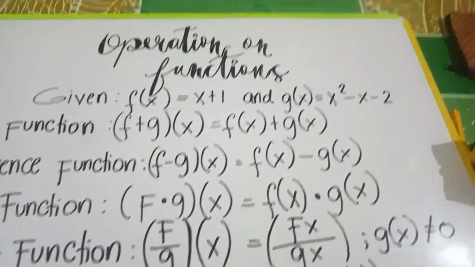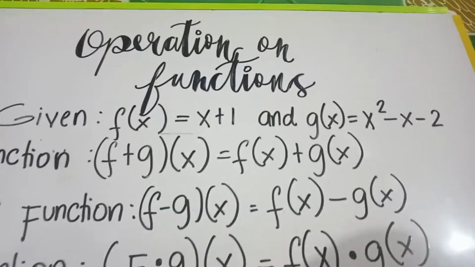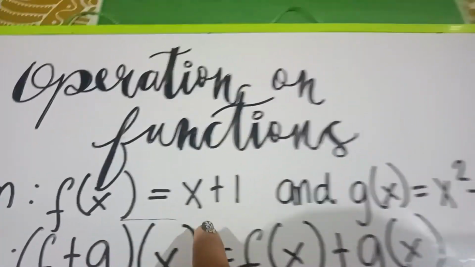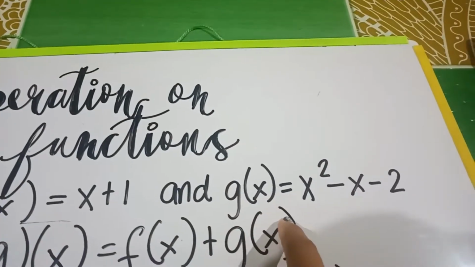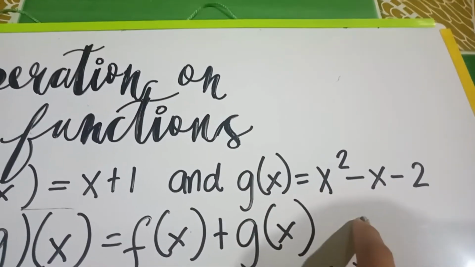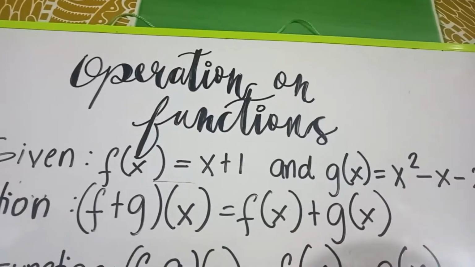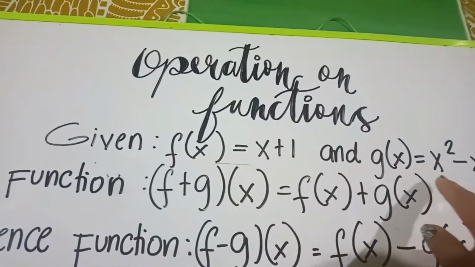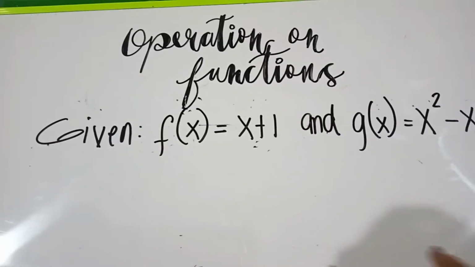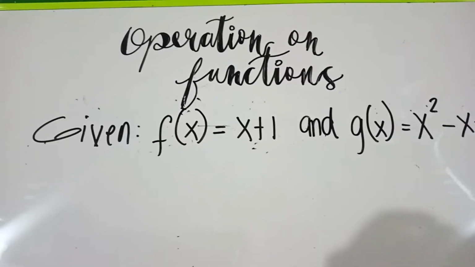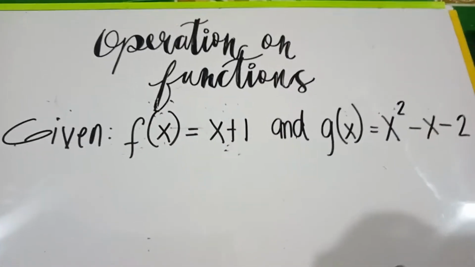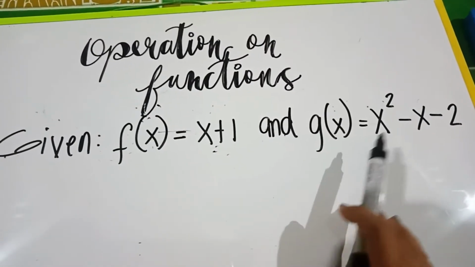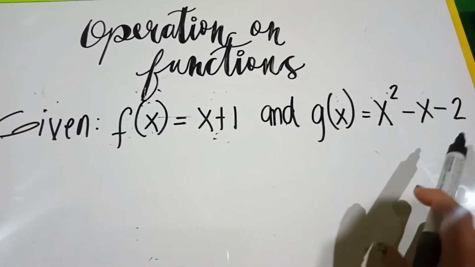And we do have the given. Ang given po natin is that f of x is equal to x plus 1 and g of x is equal to x squared minus x minus 2. So, let's start solving first the sum function given this. In solving operations on functions, iisa lang yung given na gagamitin natin, and that is f of x is equal to x plus 1 and g of x is equal to x squared minus x minus 2.